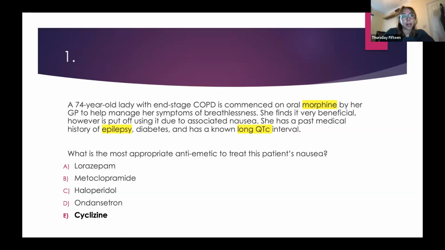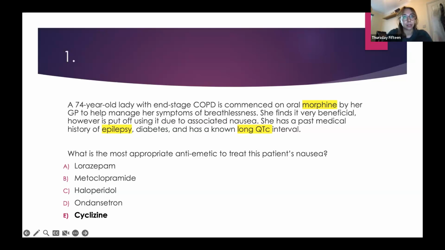Metoclopramide is a good antiemetic, but it is contraindicated in epilepsy. That's an important one to remember, because it lowers the seizure threshold, and this lady has epilepsy, so that one's incorrect. C is haloperidol, which is a good antiemetic to use for opiate-related nausea, but this patient has a known long QTc, which means it's contraindicated. Ondansetron as well is not ideal in long QTc, so we tend to try and avoid it.